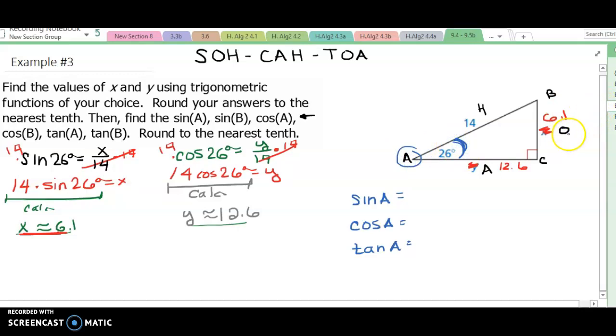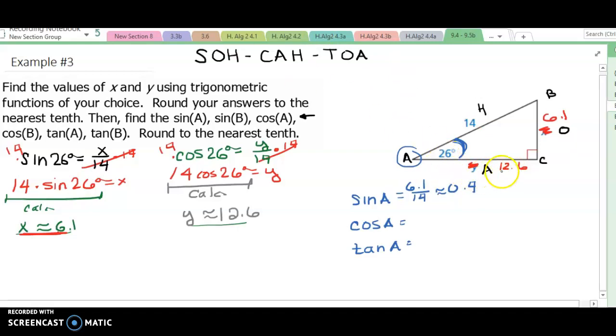So what I have labeled now, O, H, and A are still applicable. The sine of A is opposite over hypotenuse, so 6.1 over 14. And if you put that into your calculator, you get 0.4-ish.